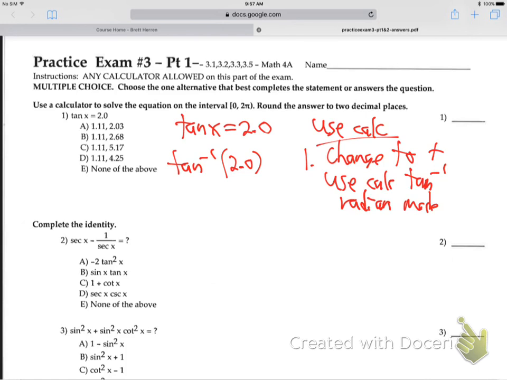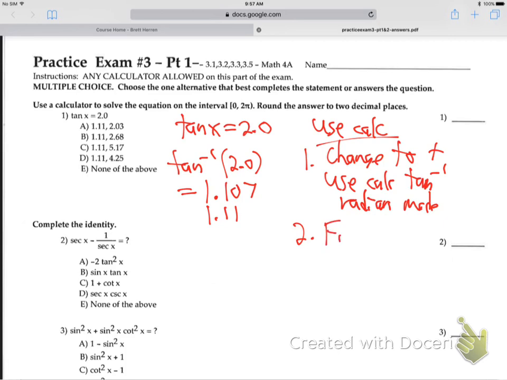I'm in radian mode. Okay, so I'm going to go tan inverse on your calculator. Tan inverse of 2. I'm getting 1.107, so you can round that to 1.11. So they all have 1.11. That's not very helpful, is it? They all have that. So I need the second answer. How do I get the second answer?